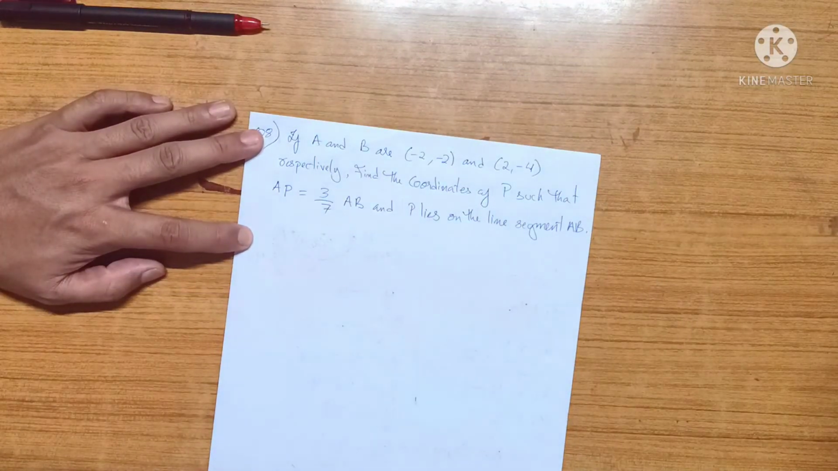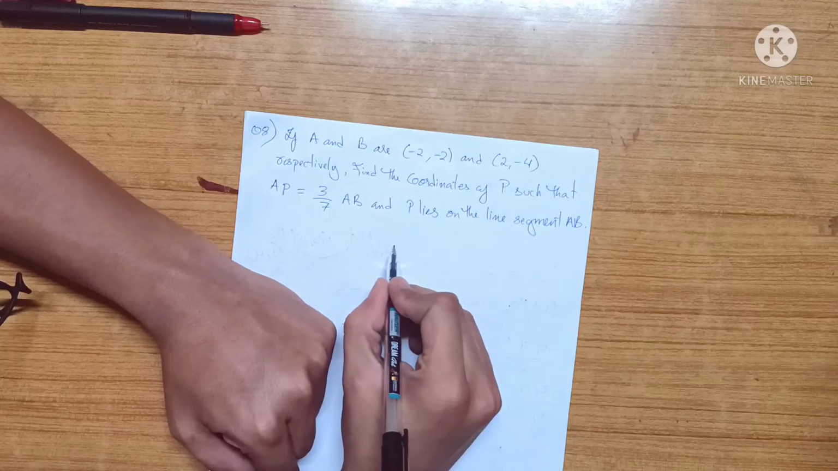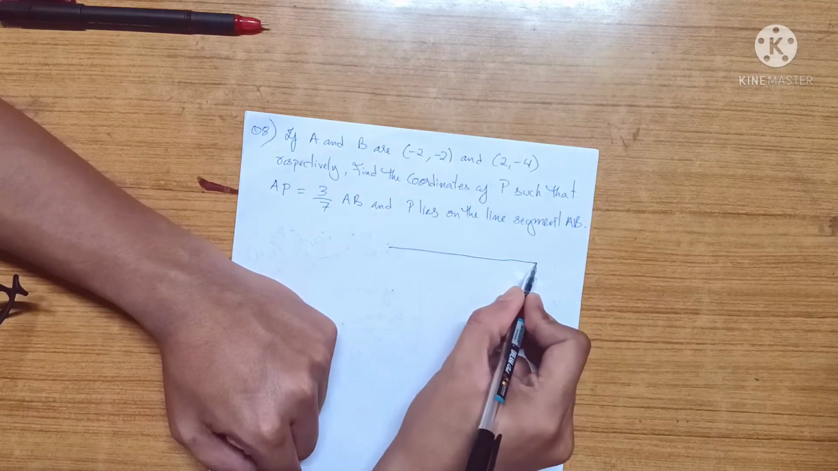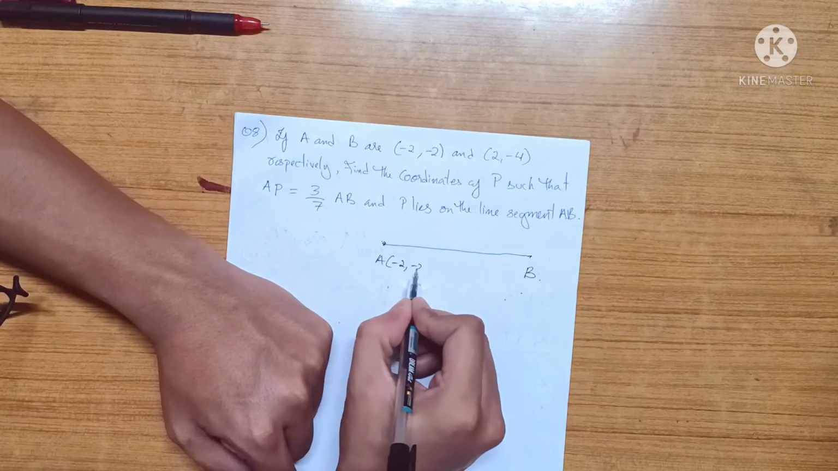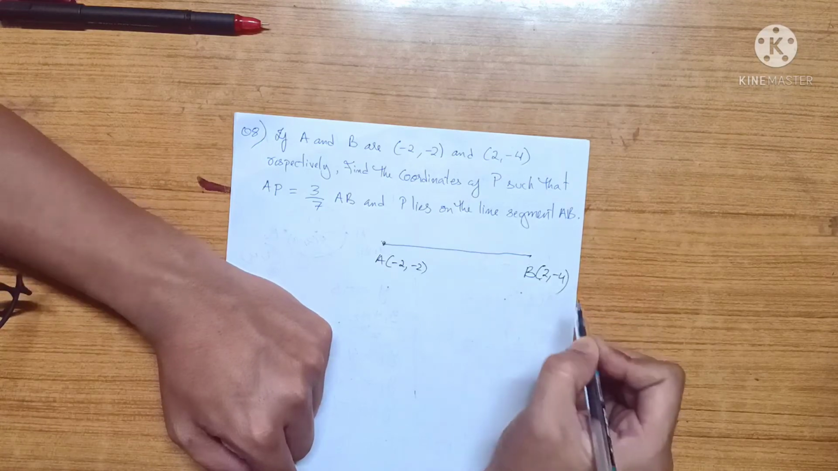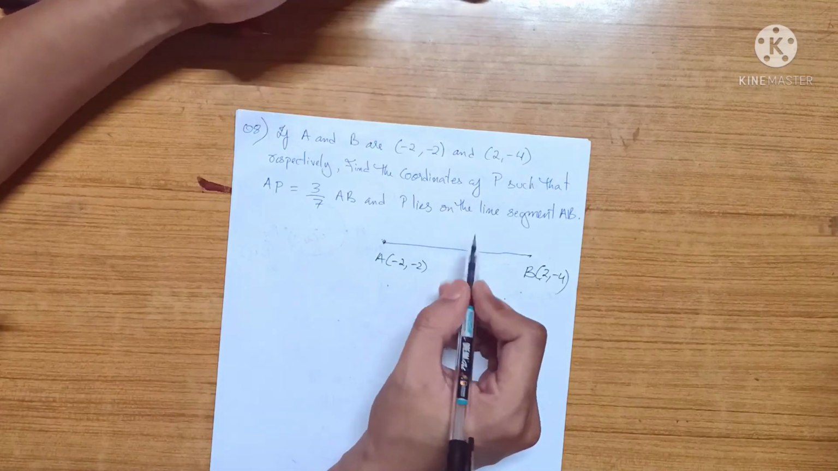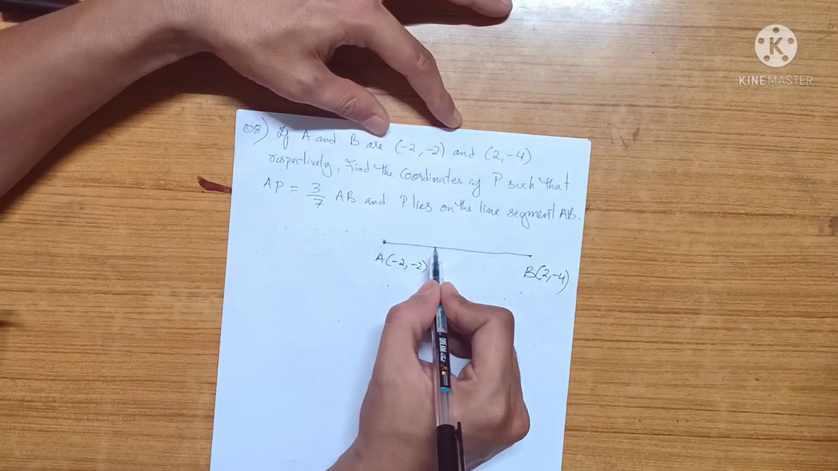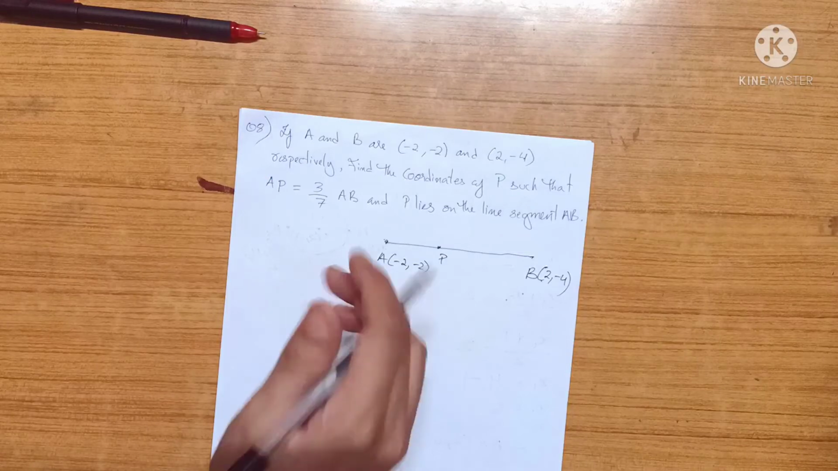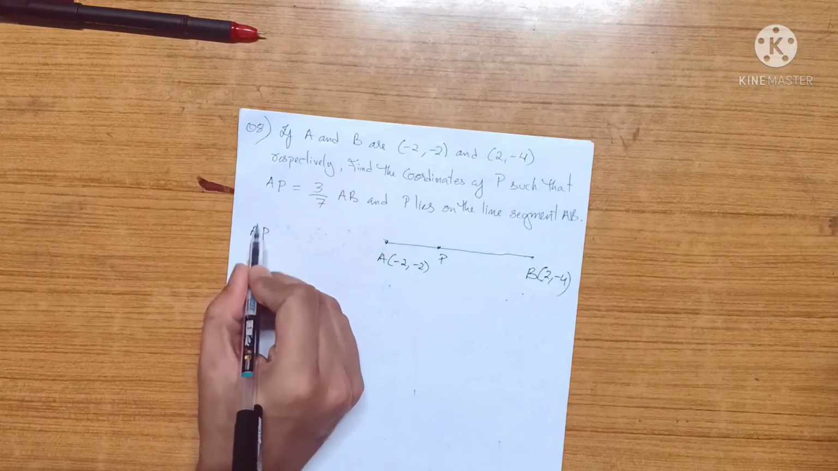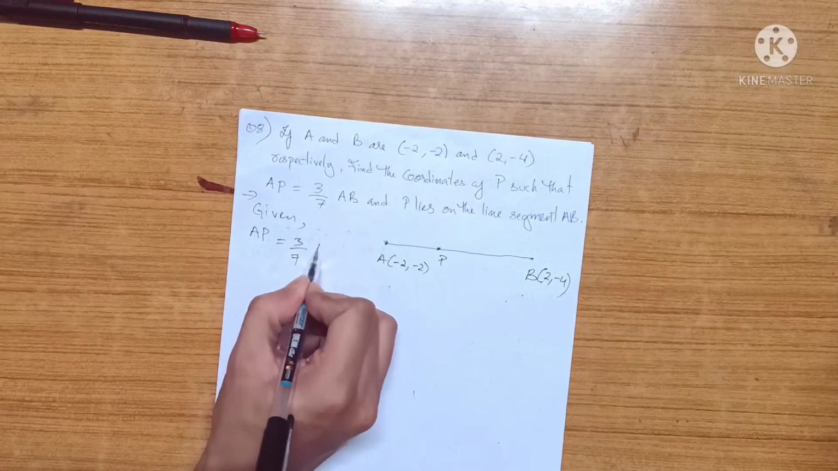If A and B are this and this respectively, find the coordinates of P such that AB is equal to this. Let's try to understand the question first. We have A and we have B. A's coordinate is given, and B's coordinate is given. So what is not given? The ratio is not given. They're saying find the coordinate of P, so P is lying in between A and B. We don't know where P is, so let's just assume somewhere. Now they've given us a condition that AP is equal to 3 by 7 of AB.